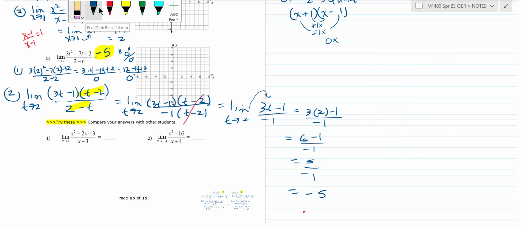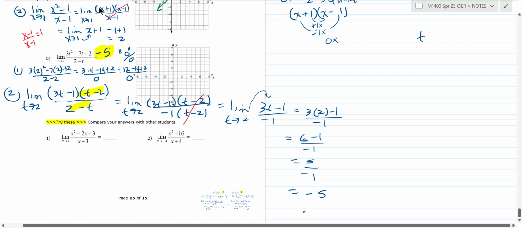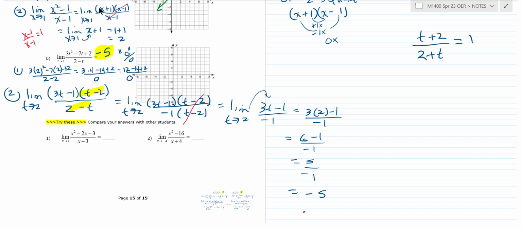So if you had t plus 2 over 2 plus t, that is equal to 1, because they're the same. I mean, you can add backwards. The thing is, that really is the same as that. So anytime you see that, that is 1.